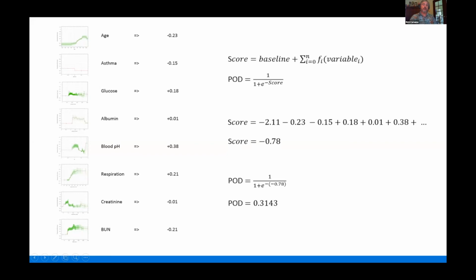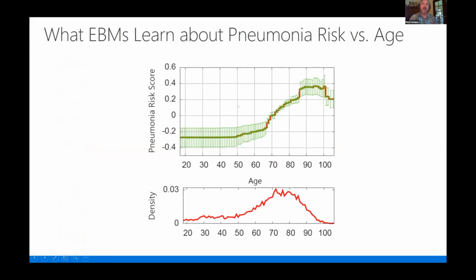Now I'm zoomed in here on the graph of what we've learned about risk as a function of your age. This is pneumonia risk still. At the bottom, we've got a histogram of our patient population. Most of the patients are between 60 and 90. These are all in the hospital. Some of the patients are in their 20s, 30s, and 40s, and a few patients are out near 100.